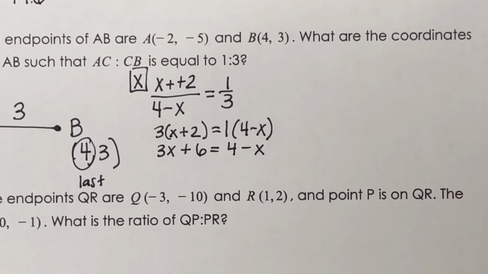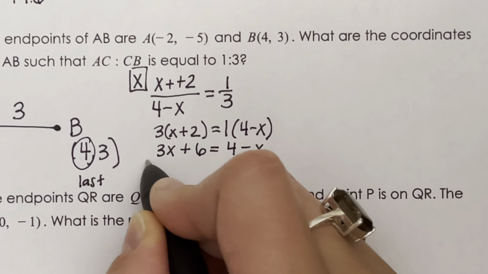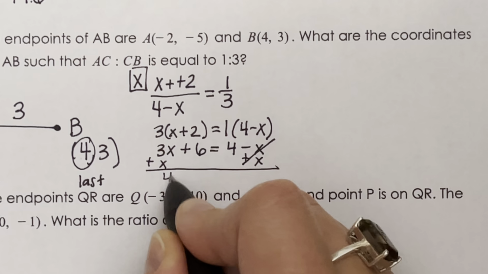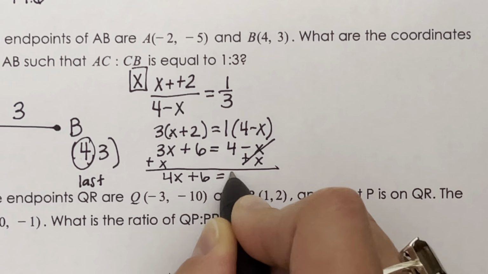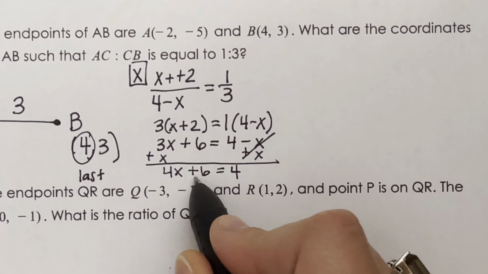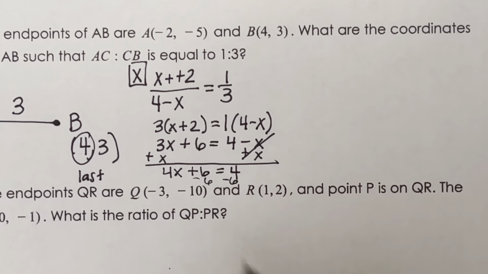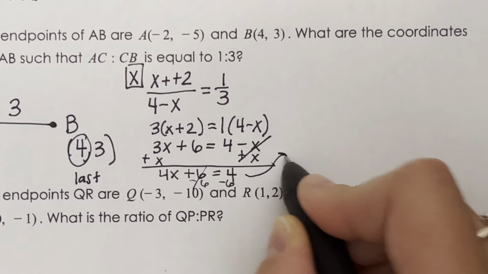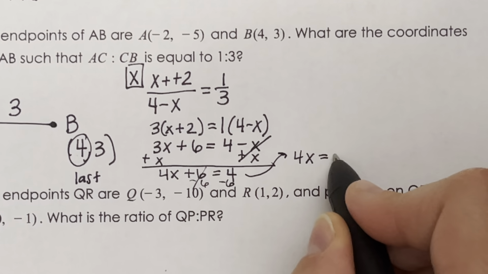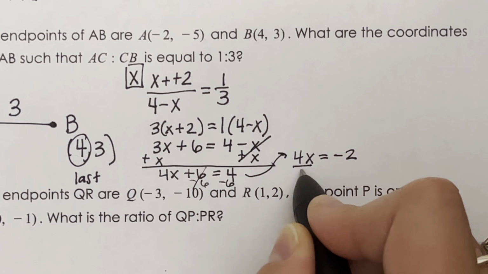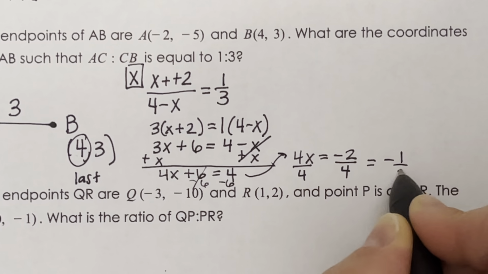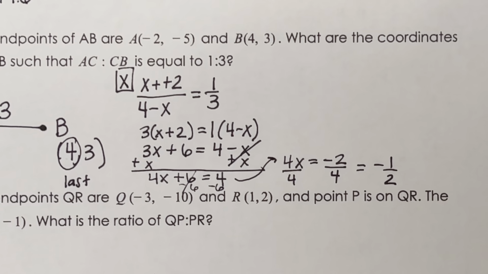Now when I get all my x's to one side, I add x on both sides. Run out of space. 4x plus 6 equals 4. My next step is to get the x by itself, so I subtract 6 from both sides. I get 4x equals, so 4 minus 6 gives me negative 2, and then I divide by 4. So my x value is negative 1/2.